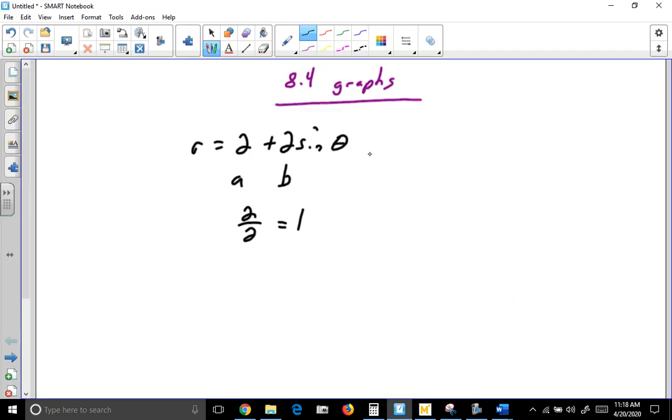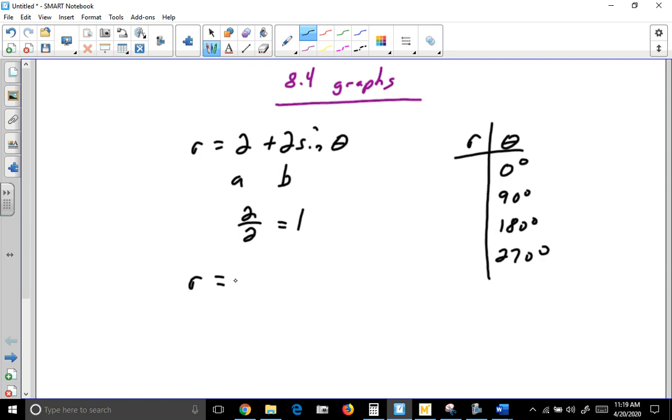The way we figure that out is we want to plot the 4 quadrantal points. What I mean by that is the points in a direction of 0, 90, 180, and 270 degrees. So we substitute each of these angles in, and we find out the corresponding radius. When theta is 0, we have 2 plus 2 sine of 0 degrees. Sine of 0 is 0, 2 times 0 is 0, 2 plus 0 is 2.